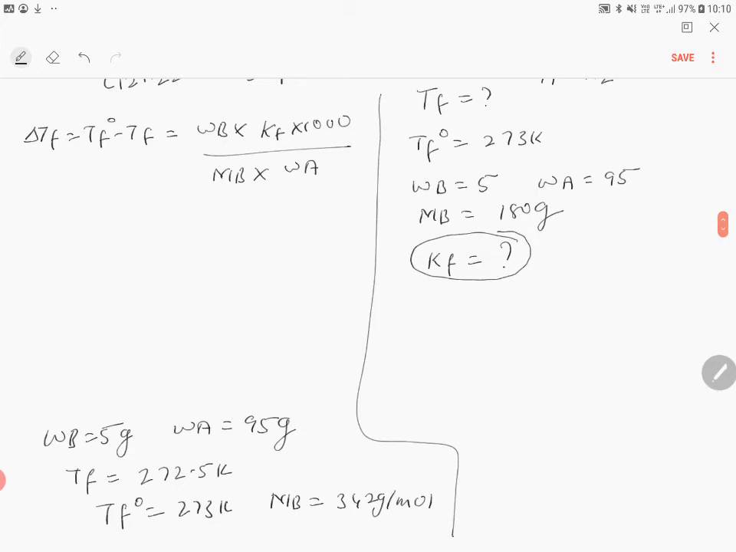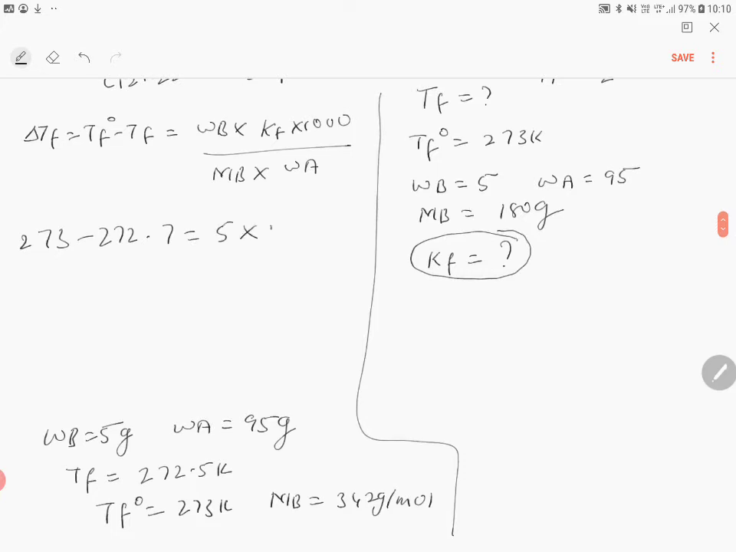So using these values, first what we should do: Tf naught minus Tf, 273 minus 272.7, is equal to WB, weight is 5 grams, into Kf, which we have to calculate, into 1000, divided by molar mass of solute, sorry, here 342 because it is cane sugar, into weight of the solvent, 95 grams. From this Kf is the only thing left out. If you calculate, you will get 1.95 Kelvin kilogram per mole.